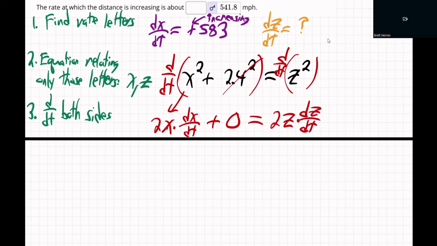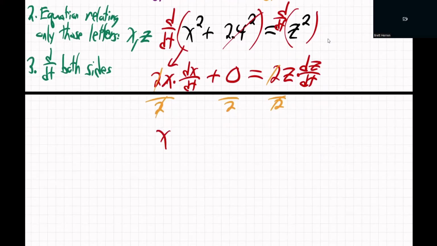dz/dt. Well, let's right away divide by 2, and cancel. And we just get x dx/dt. This part is just 0, it's just gone. Equals z dz/dt. So that's nice.